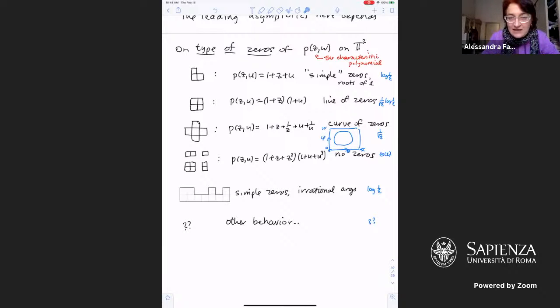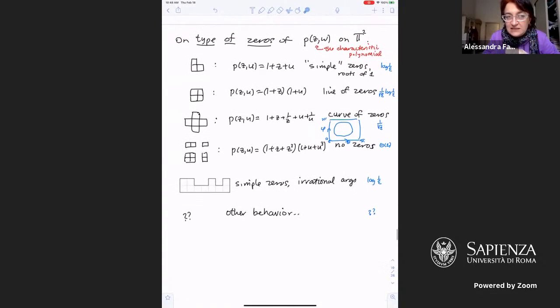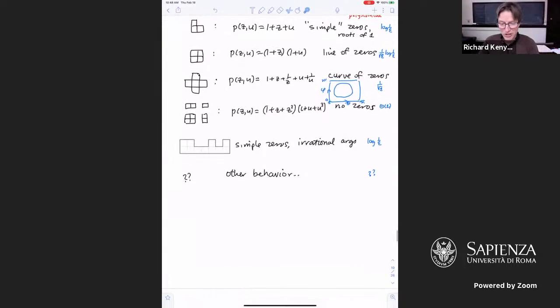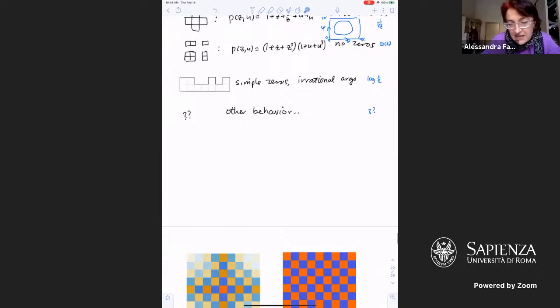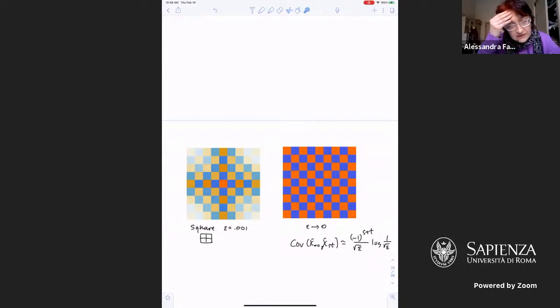I have a question concerning these last pictures. Do you expect that they can be characterized in some variational form? Do they correspond to some minima of some functional? These last pictures? Yes, the pictures representing the limit of vanishing epsilon.